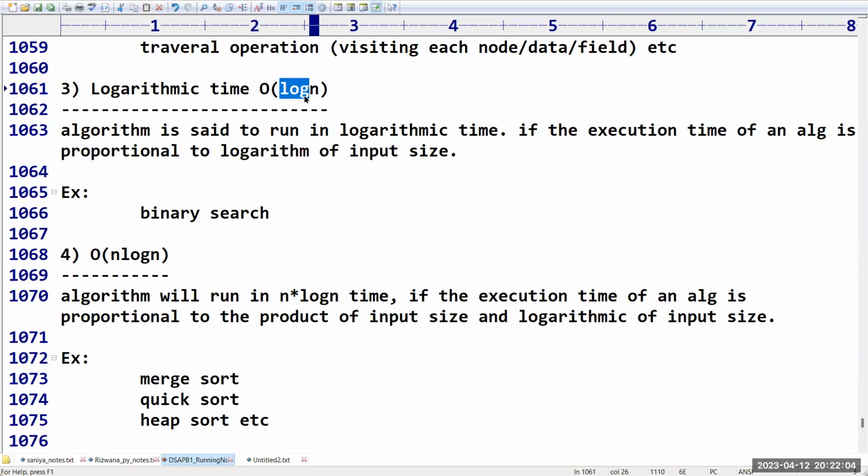Sir, can an algorithm have multiple time complexities also? An algorithm can have multiple time complexities? How, sir?